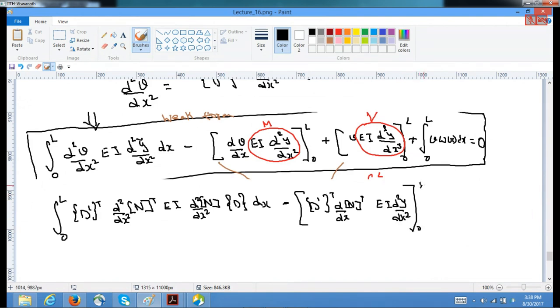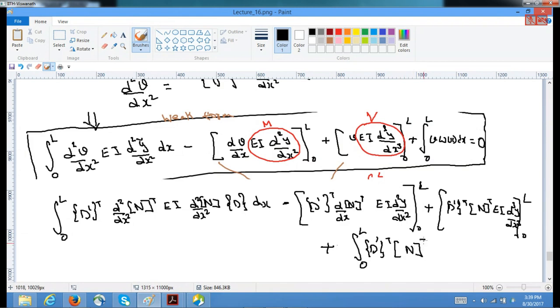I will just retain it as it is because I have certain use for it at a later point of time, so I will not tweak this because these are the boundary values, so I will not disturb it and make it remain as it is, plus d dash transpose N transpose EI d cube y by dx cube from 0 to L, plus integral 0 to L d dash transpose N transpose w of x dx is equal to 0.